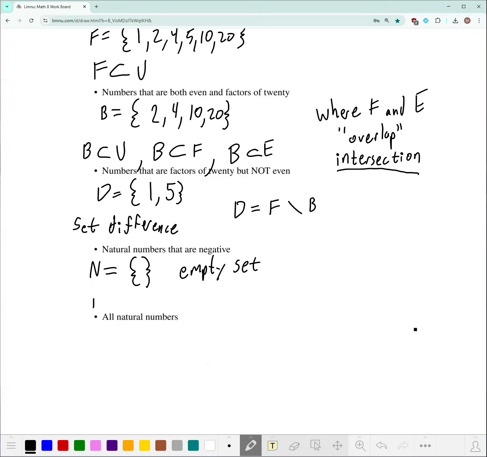There's another way I can notate this, which is like this. I'm actually going to make sure this looks even prettier. That's not much different, but there you go. So N is the empty set. It includes nothing, okay? There are no natural numbers that are negative. You cannot count to negatives by counting up from 1.